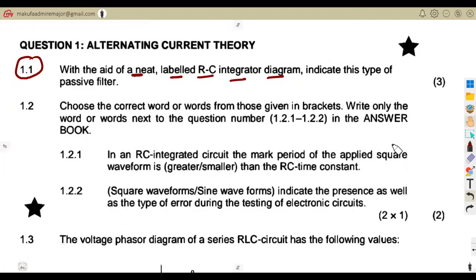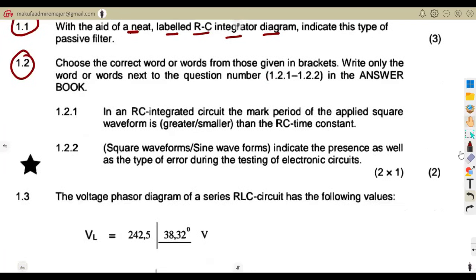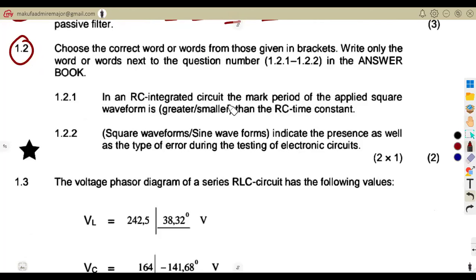They are saying on 1.2, choose the correct word or words from those given in brackets. Only the word or words next to the question numbers 1.2.1 to 1.2.2 in the question. So here they are saying in an RC integrator circuit, the mark period of the applied square wave is greater or smaller than the RC time constant. What is the relationship when you are to consider this?